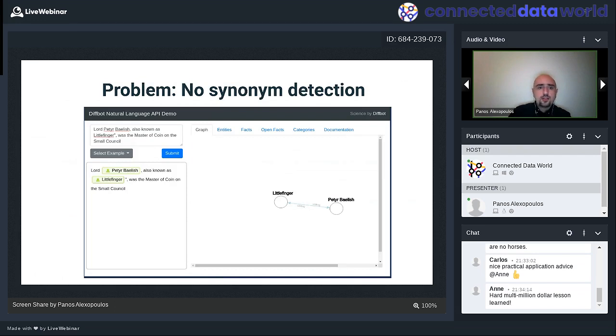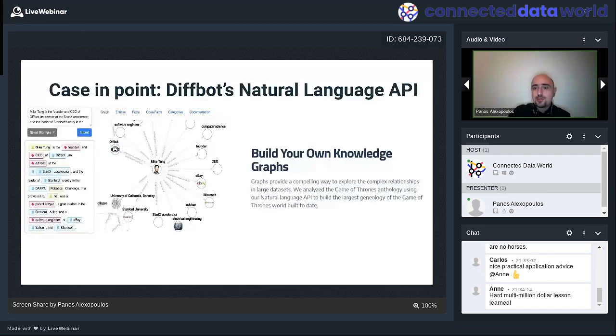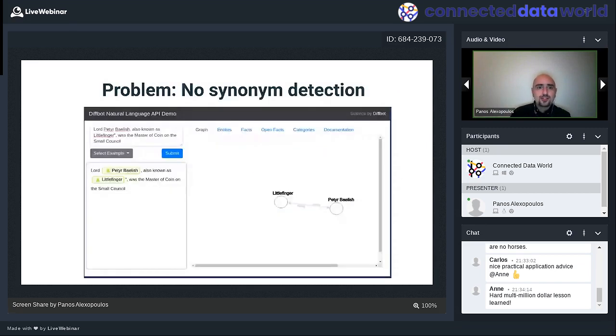And when I tried to do that, I started playing with some examples, and especially with Game of Thrones, because they mentioned that they analyzed the Game of Thrones anthology and they built a knowledge graph out of it. So one systematic problem that I found was that their natural language API was not able to find synonyms, even in cases like this.